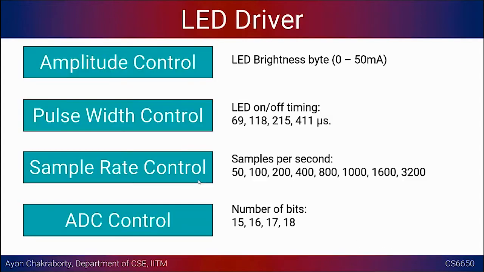So next, we are going to look at the LED driver. There are 4 things that you can control, and there is a principle behind it. It's not that they have randomly given all these different tweaks. So the first one is amplitude control. This is basically how brightly you want to shine the LEDs, right? So this is comparable to the input intensity.